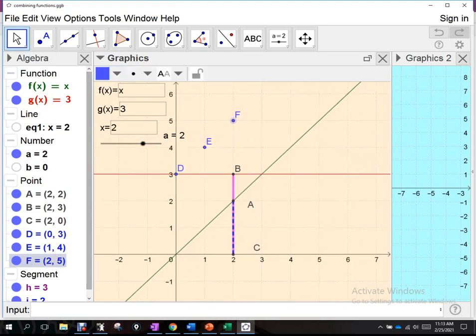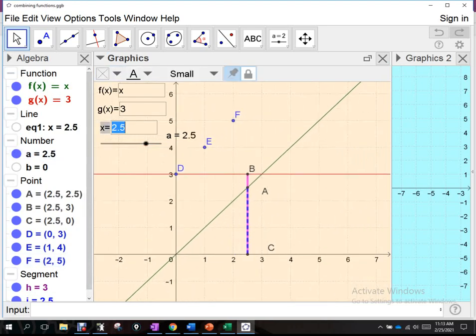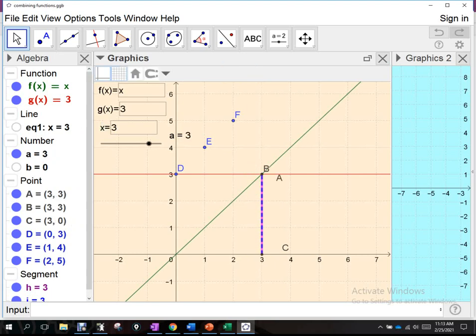Let's make this x value, let's go to 3. We'll do 3. Okay. Now they're both, the blue one's 3 and the pink one's 3, right? So when x is 3, the sum is 6.